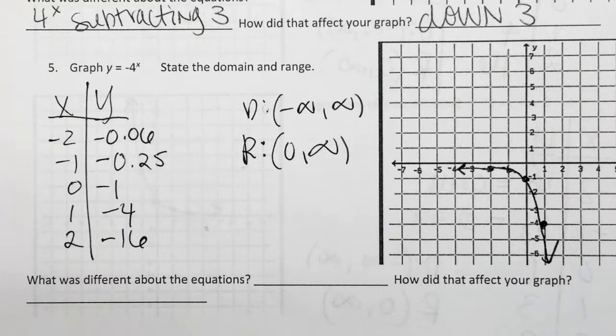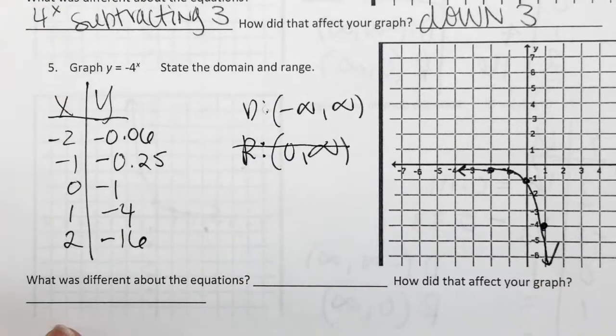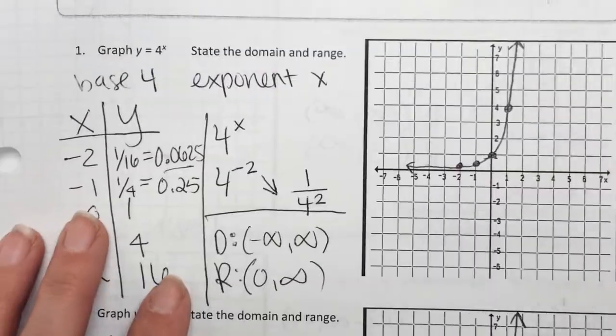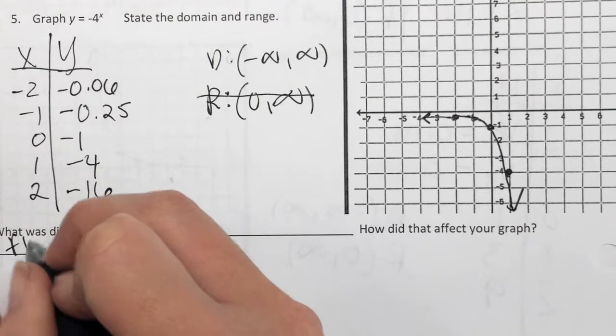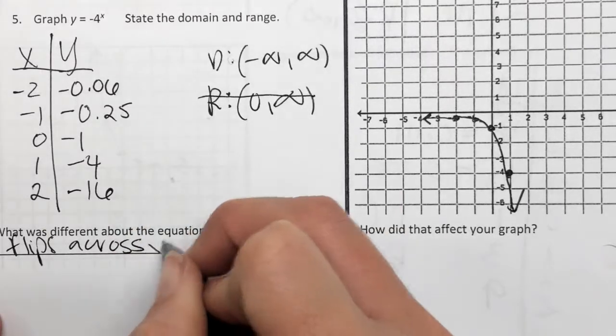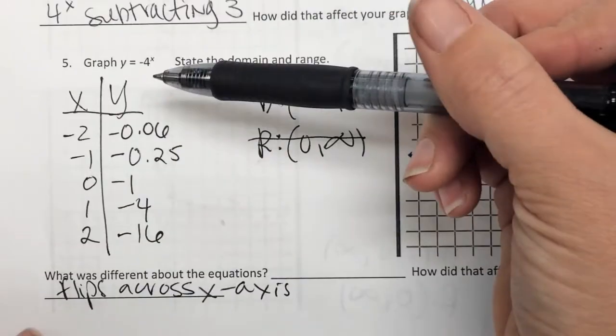What did you get for negative 2? Alright, what'd you plug in your calculator? Alright, we're going to have to go back and change our range on this one, as you can see. But let's talk about what's different about this equation than the one right here. It flipped it across which axis? X or Y? X axis, good. So it flips across the x-axis when the negative is out front, just like that.